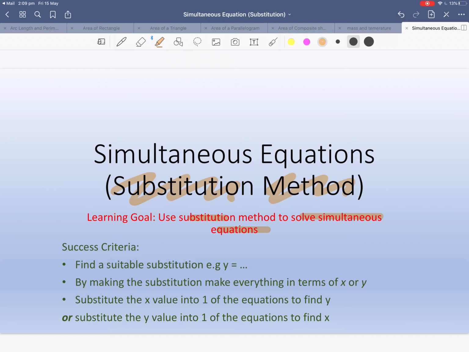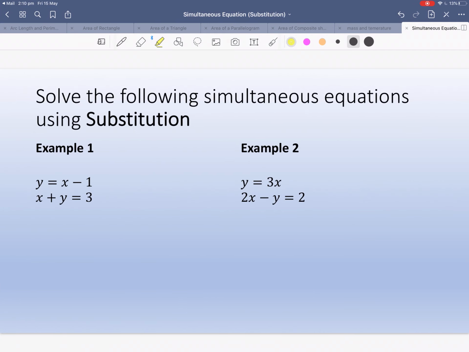The first thing we need to do is find a suitable equation. According to the success criteria, substitution, y equals is a really good one. Then make everything in terms of x, or in terms of y, and then we're going to substitute it in. I'll talk more about those success criteria later.